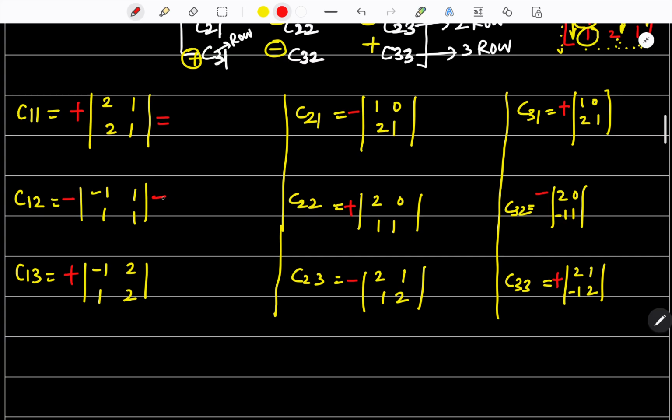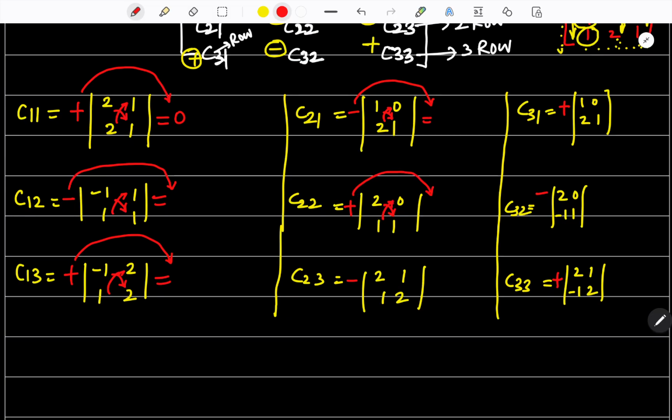After that you are going to evaluate this value. 2 into 1 minus 2 into 1, 0. Minus 1 into 1, minus 1. After that take this minus sign. Minus 1 into 2, 2 into 1. After that take this plus symbol. Keep in your mind, don't forget. 1 into 1, 2 into 0. After finishing this, take this minus sign. 2 into 0, minus 1 into 0. After that take this symbol. 2 into 2, minus 1 into 1. After that take this minus symbol.